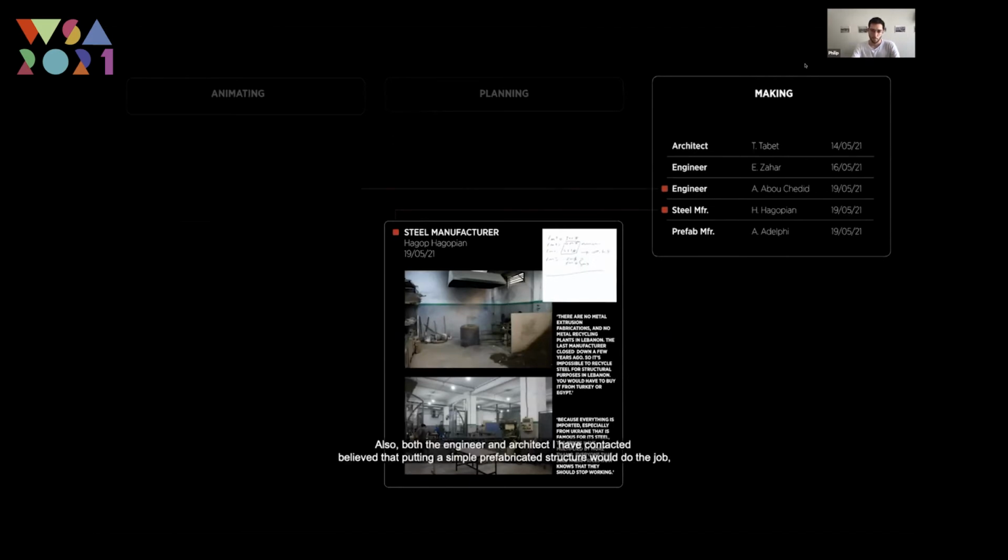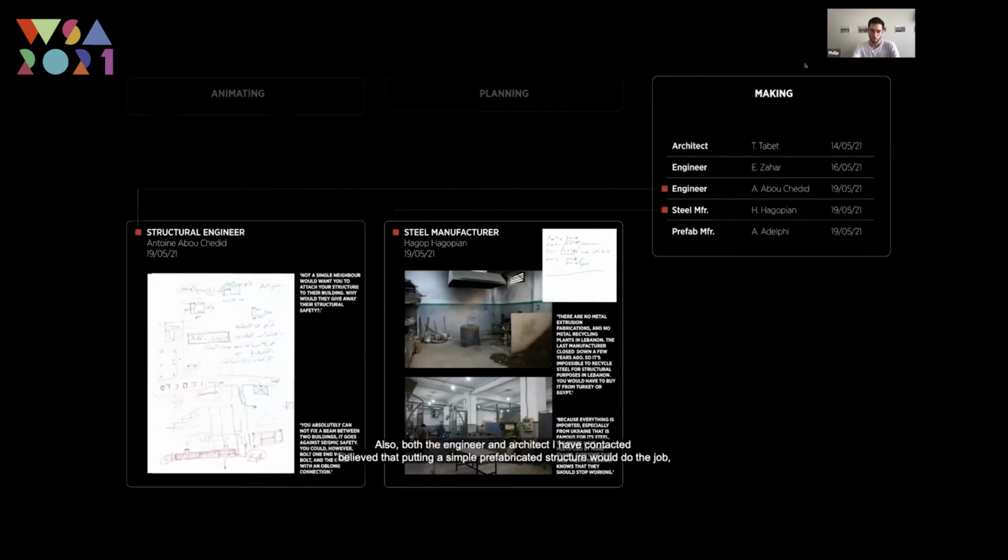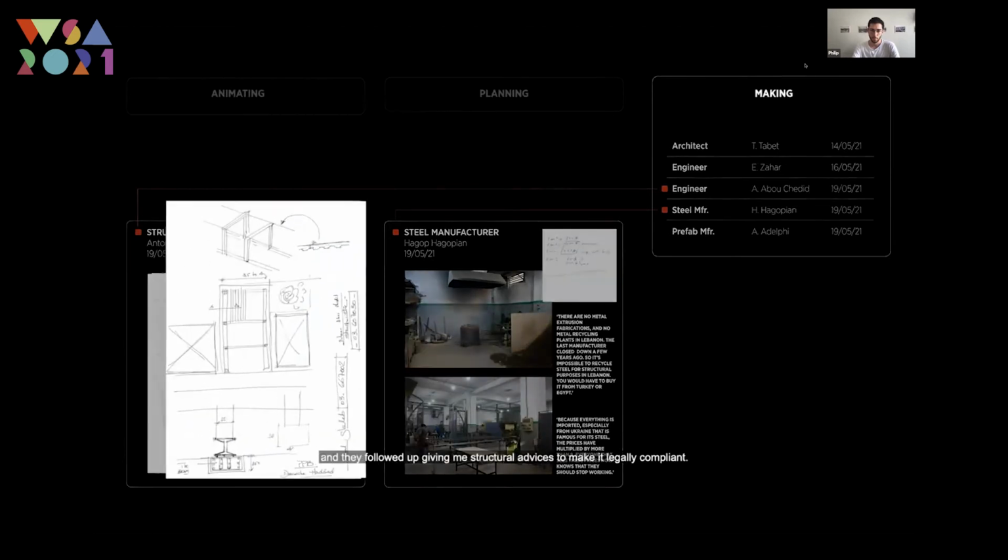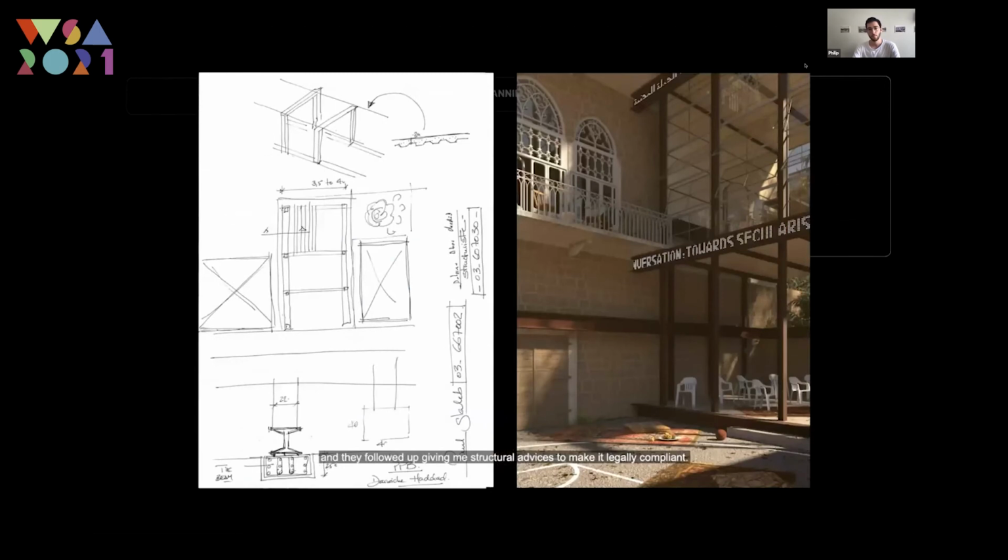Also, both the engineer and the architect I've contacted believe that putting a simple prefabricated structure would do the job, and that bolting the interventions to the neighboring structures would add unnecessary complications. I had to argue for the architectural language of this project, one that is strikingly recognizable and long-lasting, and they followed up giving me structural advice to make it more feasible while still being legally compliant.